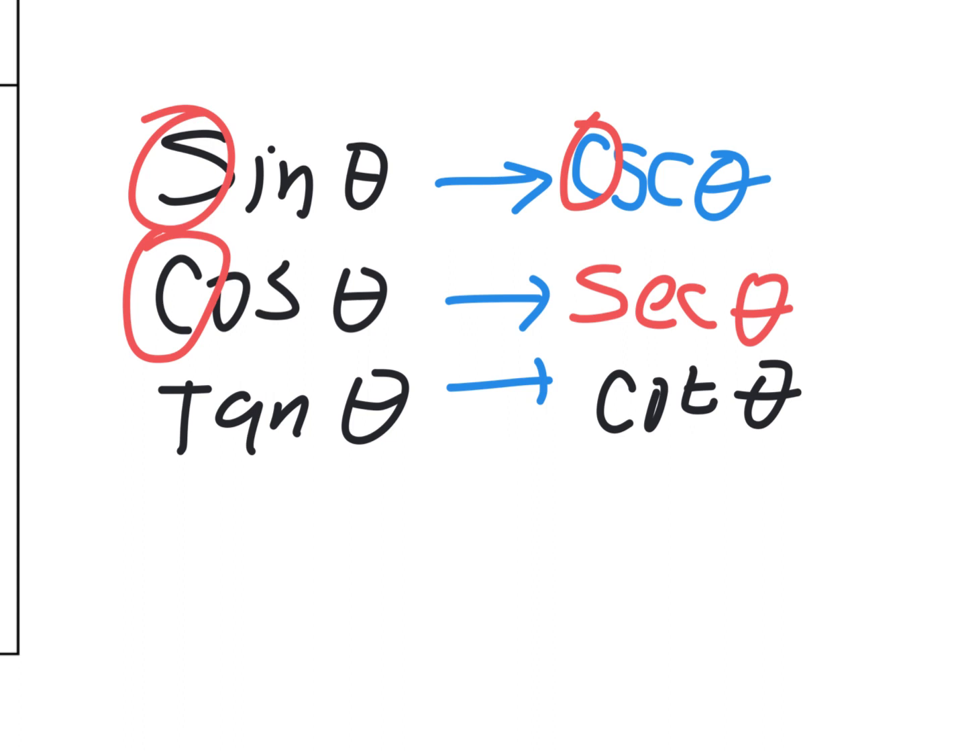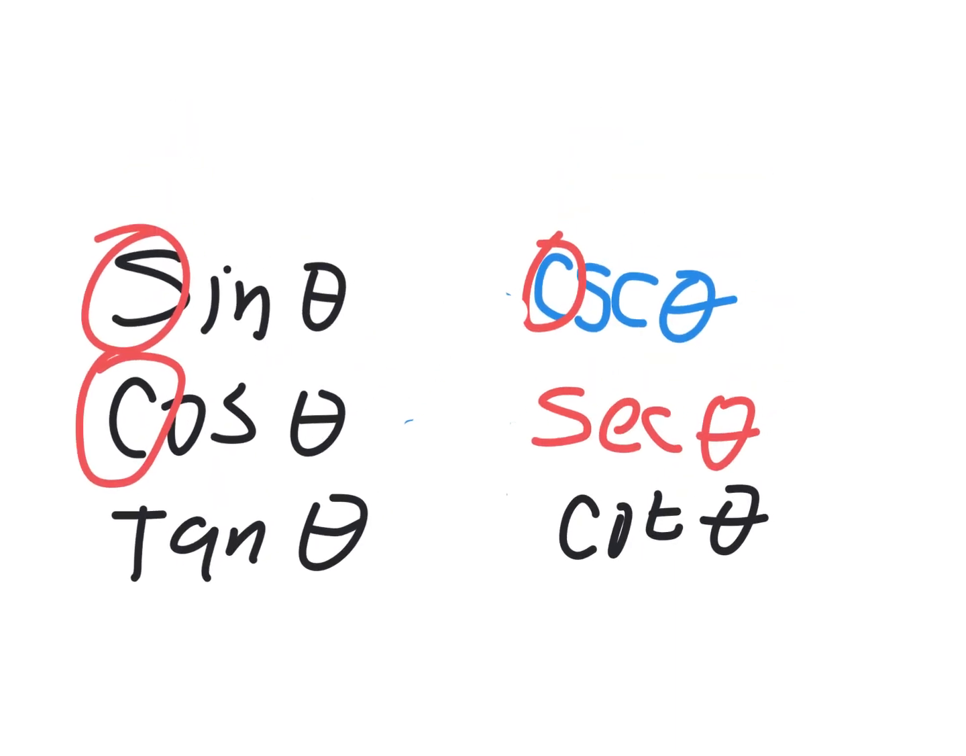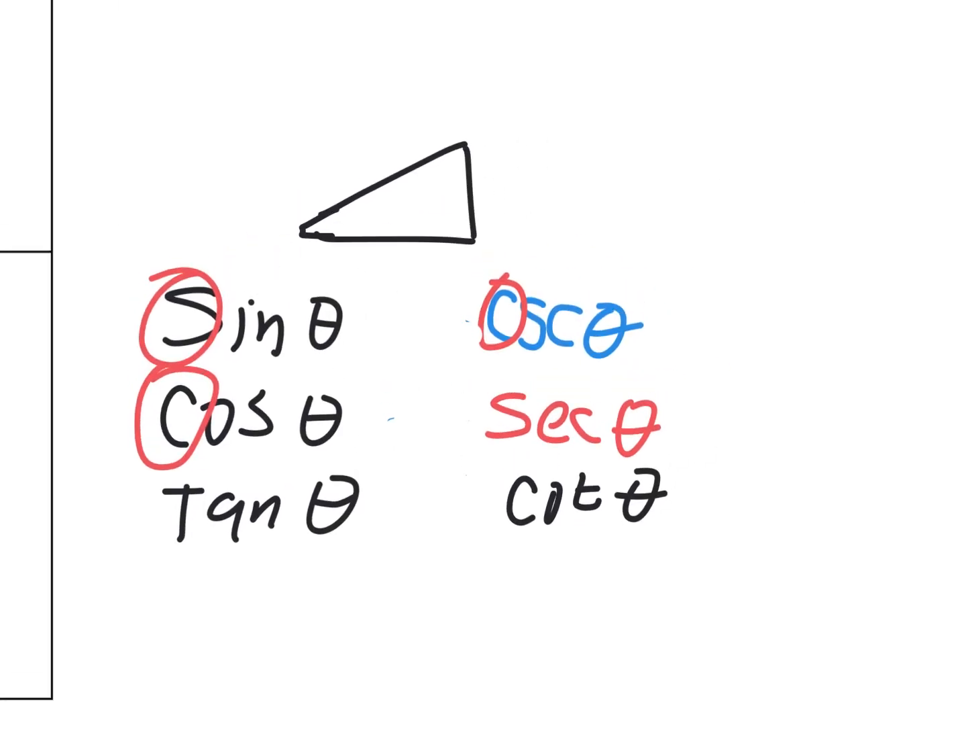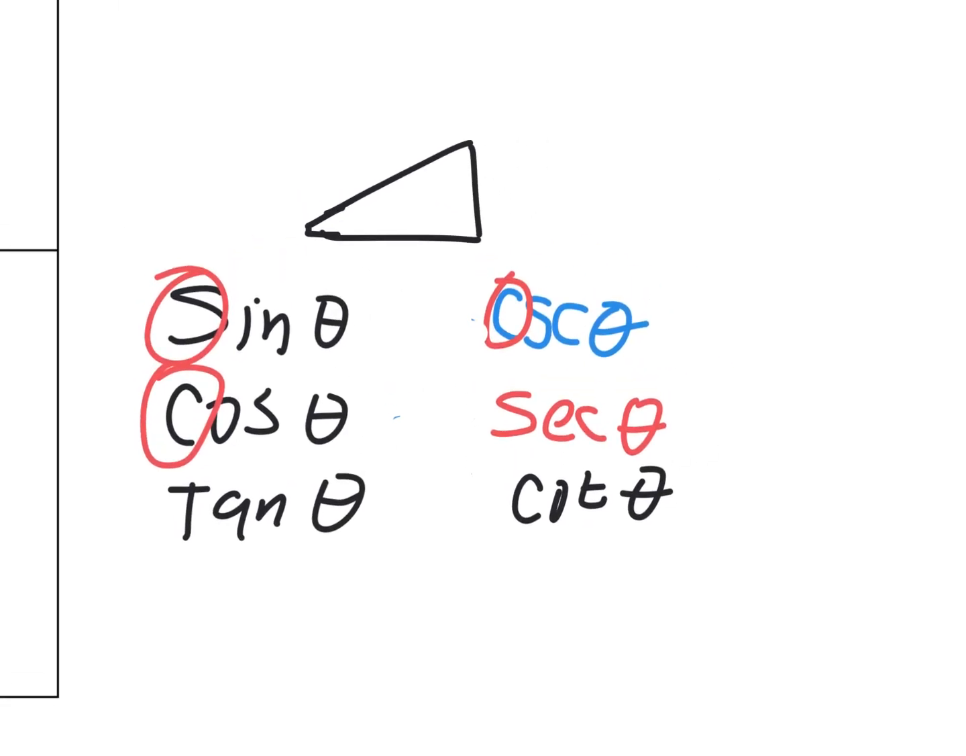Okay, now, if you've written this like I asked you to, please erase this and this and this, and we're going to make some actual numbers here. I'm going to give you a triangle above it, and we're going to do this one that they gave us. Secant of theta is 7 over 3. Okay, then I don't know what the triangle looks like, so don't do it that way.